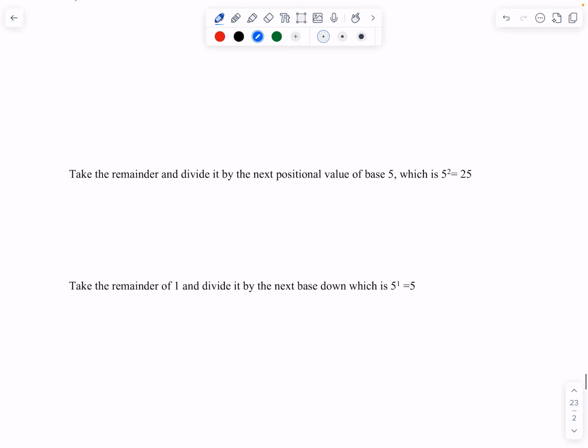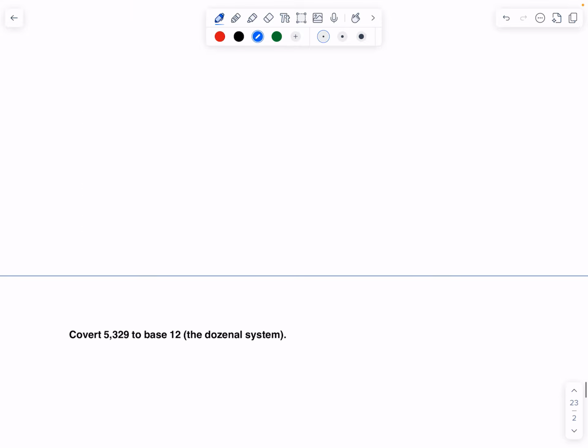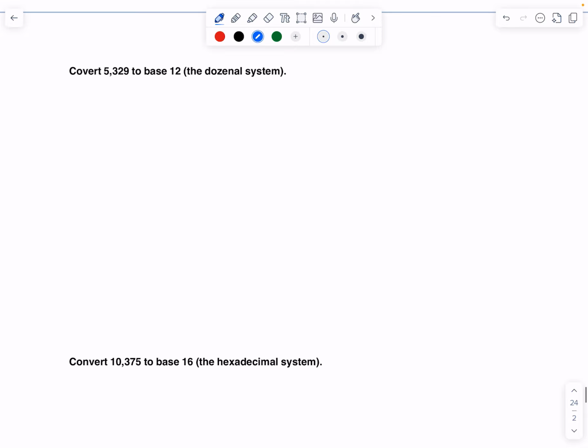And I wrote everything up there, but I'm going to show you another example. Okay, so you could use the 2 pages if you wanted to. If you didn't, it's no big deal. All right, so now it says convert 5,329 to base 12. So again, I'm going from our system to theirs. So when you see that, think this is harder. We're going to be doing division.